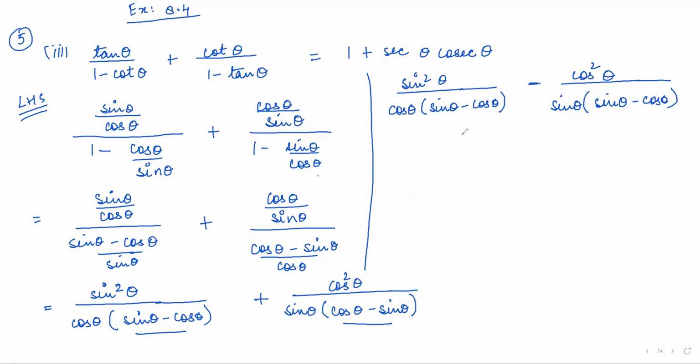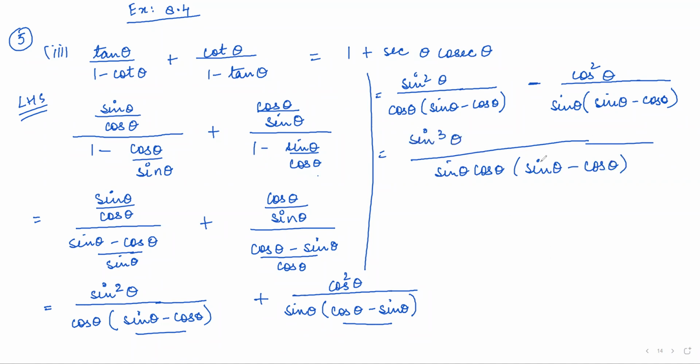Yes, ma'am. Okay. Now I have two fractions. Again, you take LCM. The LCM this time will be sine theta into cos theta into sine theta minus cos theta, correct? Okay. So this will be sine cube theta in the numerator this time, and minus, the denominator is already there, so cos cube theta I'm getting. Okay.